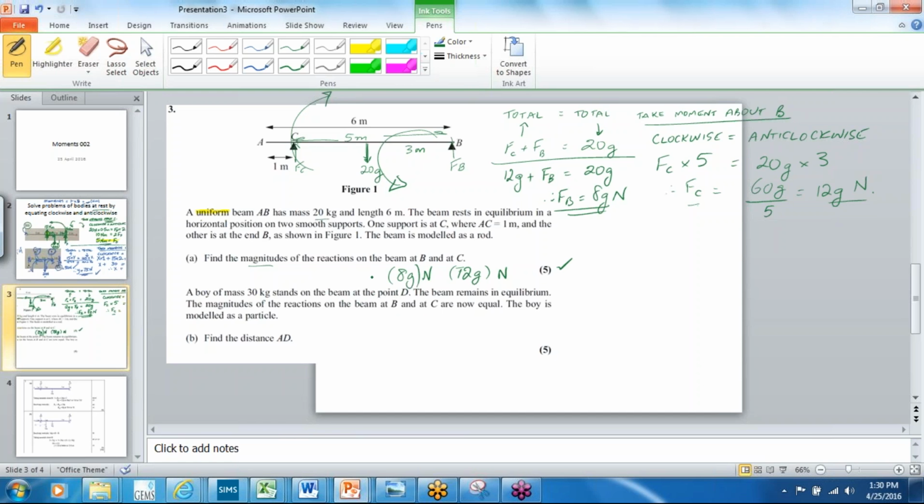at D, somewhere along the beam at D. The beam is still in equilibrium. Now, if the boy stands here, chances are it's possible that this bar could tip, but it might still be somewhere you're going to have an equilibrium point where there won't be any tipping points.